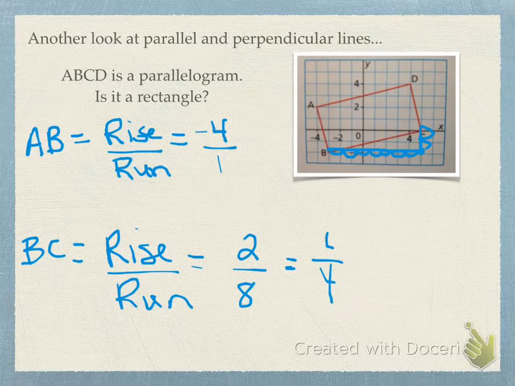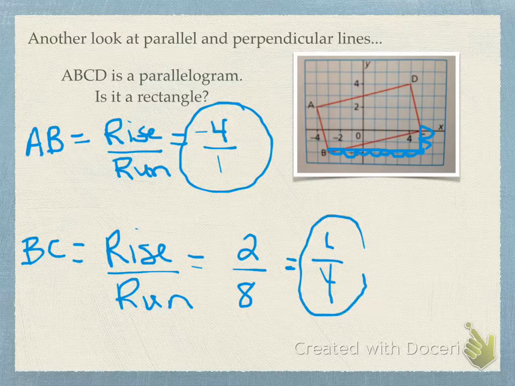So if I look, line AB has a slope of -4 over 1, line BC has a slope of 1 over 4, and these are negative reciprocals of each other, which means that the lines are perpendicular, therefore they meet at a 90-degree angle.